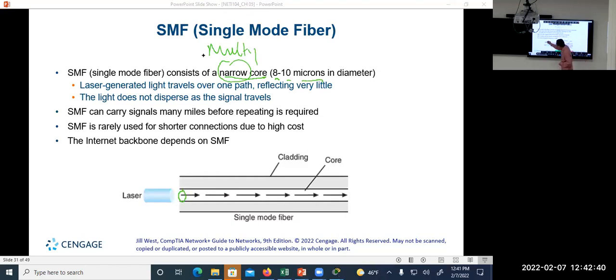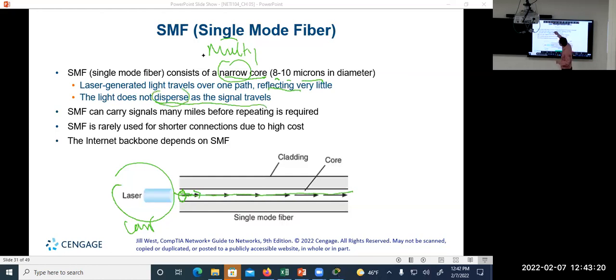The light source is a laser, and the light travels over one path, reflecting very little. In single mode, you can think of it as having only one ray of light. The ray comes from the source, and very little reflects away. You don't have many rays of light, and because there is very little reflection, it can go a long way, and the light doesn't disperse as the signal travels.